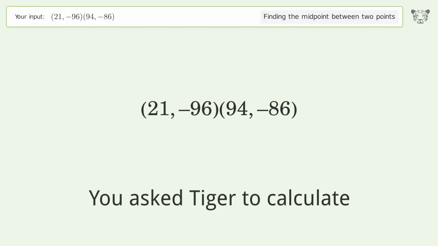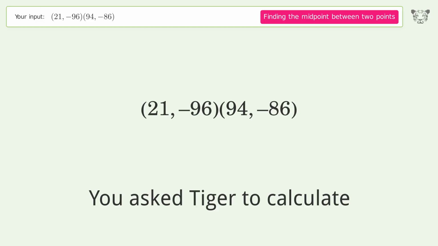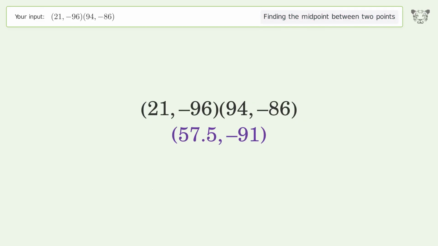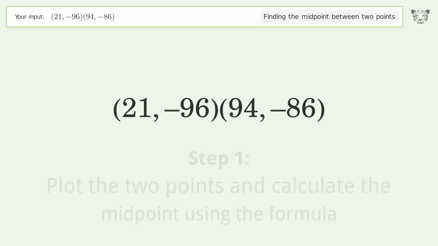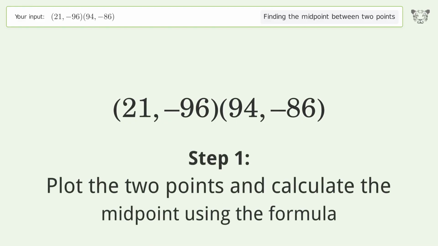You ask Tiger to calculate. This deals with finding the midpoint between 2 points. The midpoint between the 2 points is 57.5, negative 91. Let's solve it step by step. Plot the 2 points and calculate the midpoint using the formula.